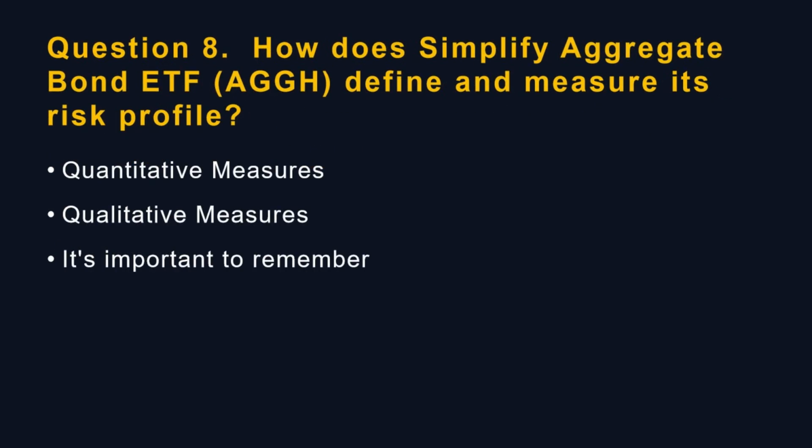Question 8. How does Simplify Aggregate Bond ETF, AGGH, define and measure its risk profile? Simplify Aggregate Bond ETF, AGGH, likely utilizes a combination of quantitative and qualitative measures to define and measure its risk profile. Here's a breakdown of potential approaches. Quantitative measures. Duration. This metric measures the average weighted maturity of the bonds held by AGGH. A higher duration indicates greater sensitivity to interest rate changes.